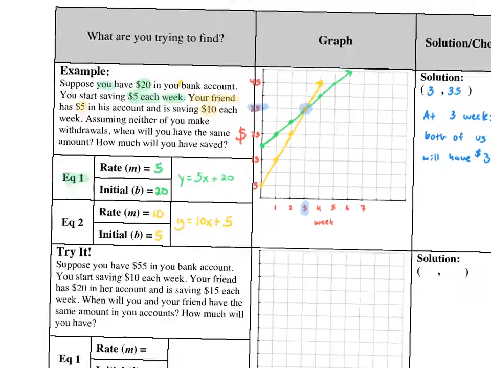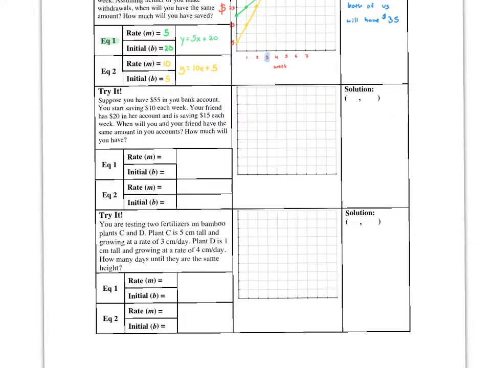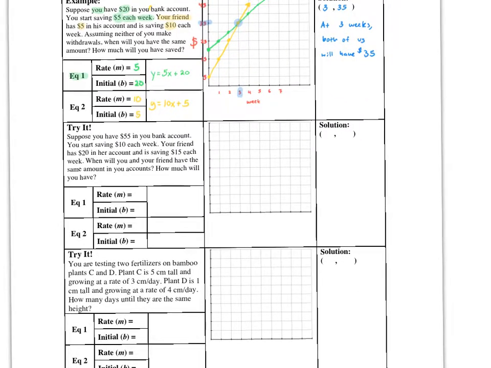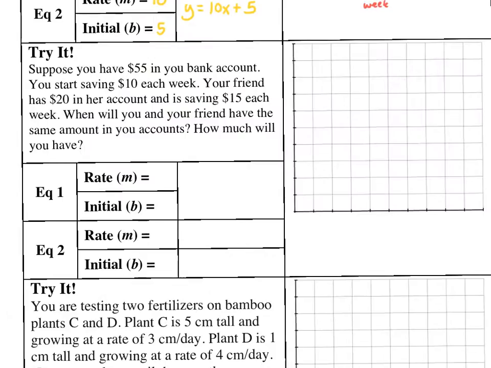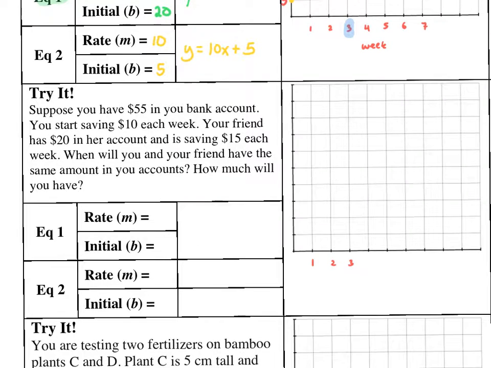So please take a moment now to work through both of these problems here. Ready, set, go. For this one, I suggest counting by weeks here, but over here, because the total amount saved is going to be a little more, go up by a little bit more than the 5s that we did.